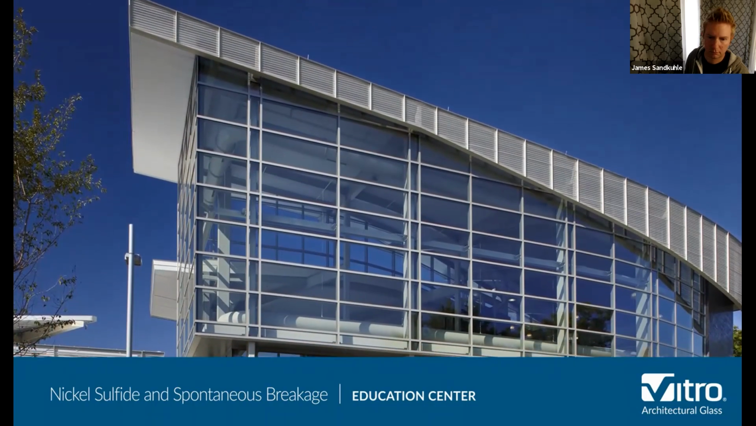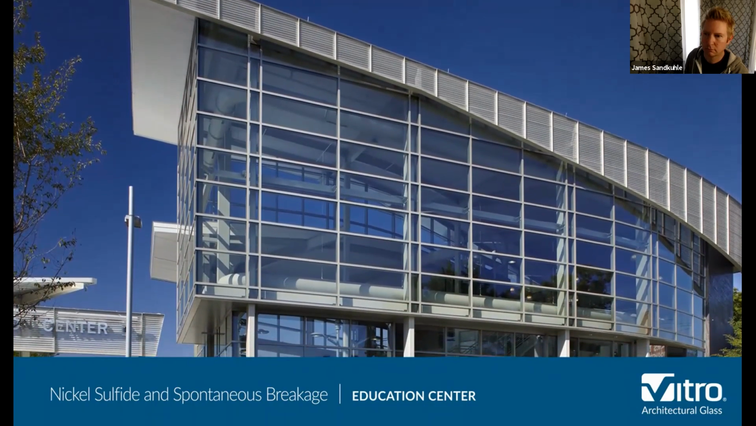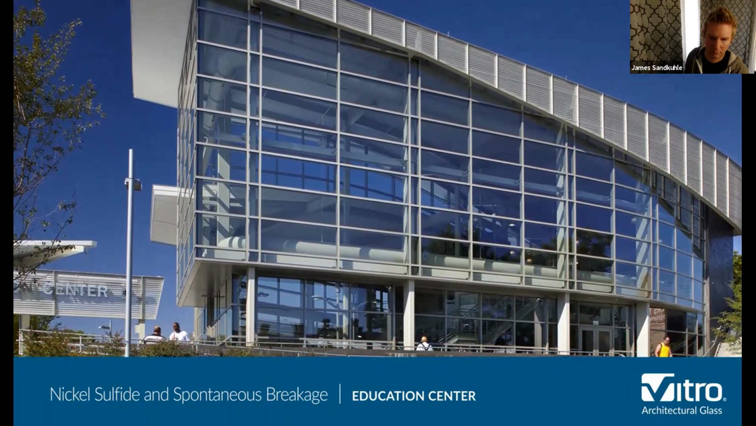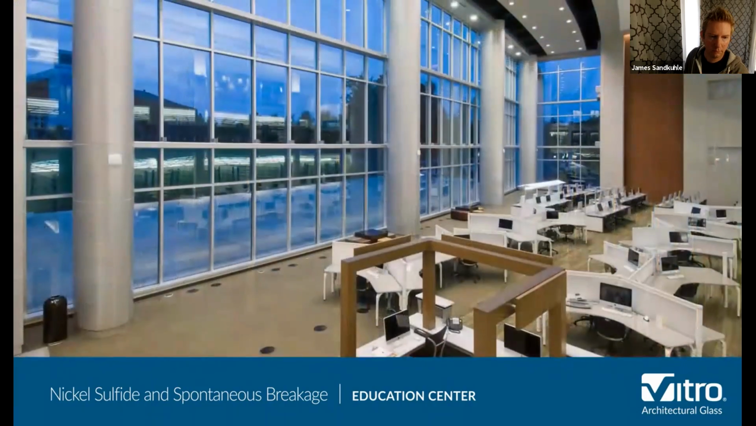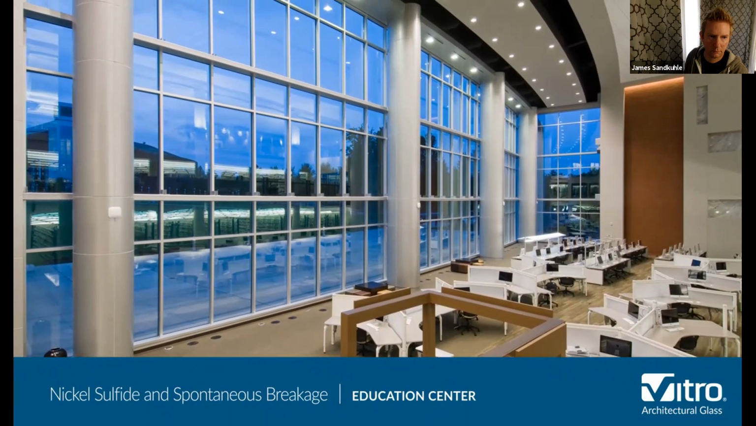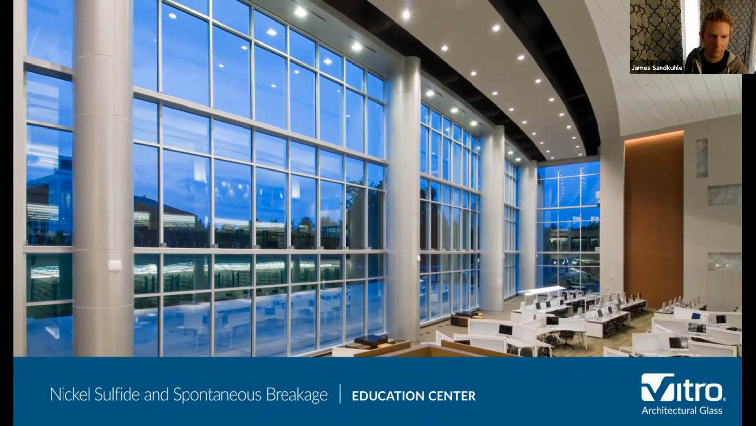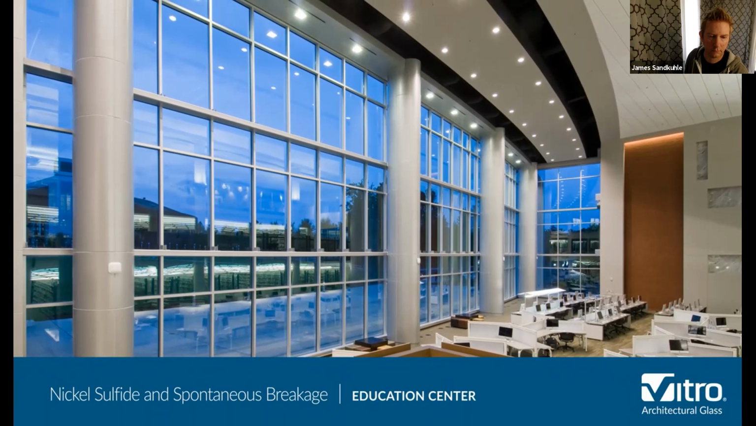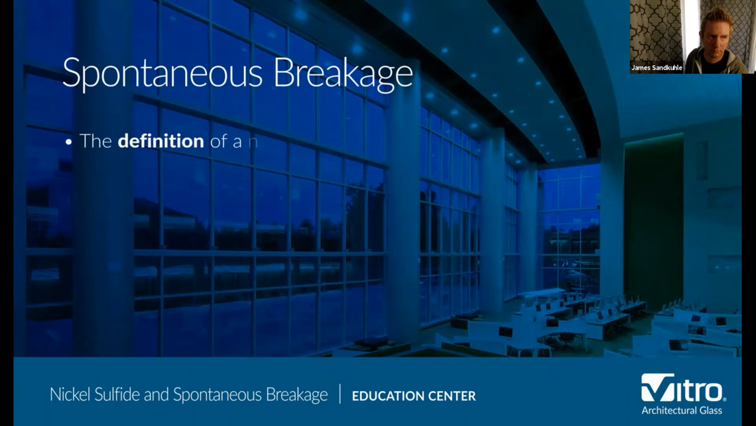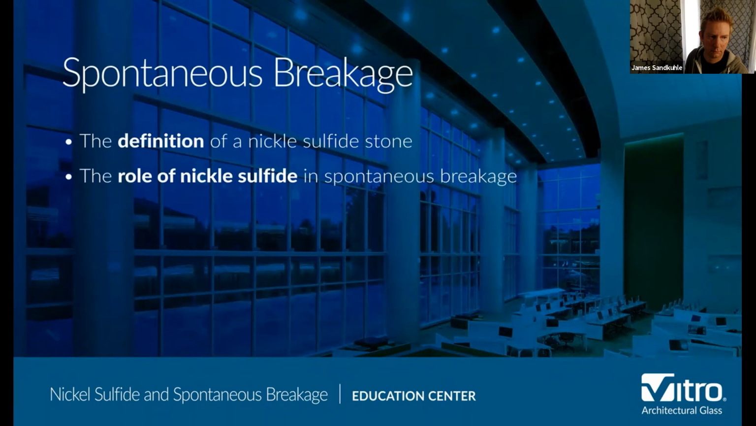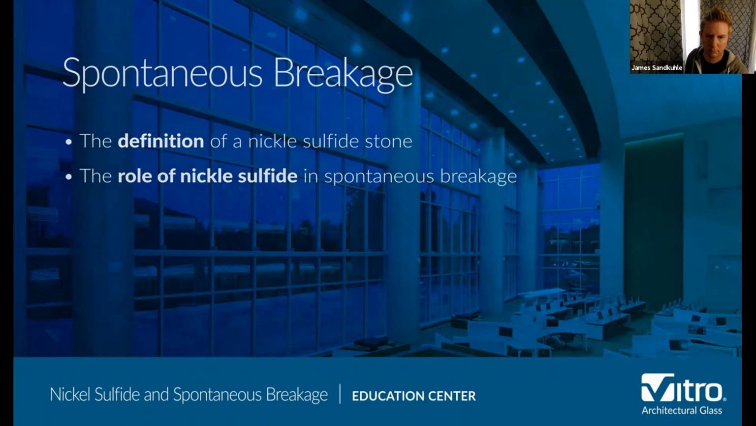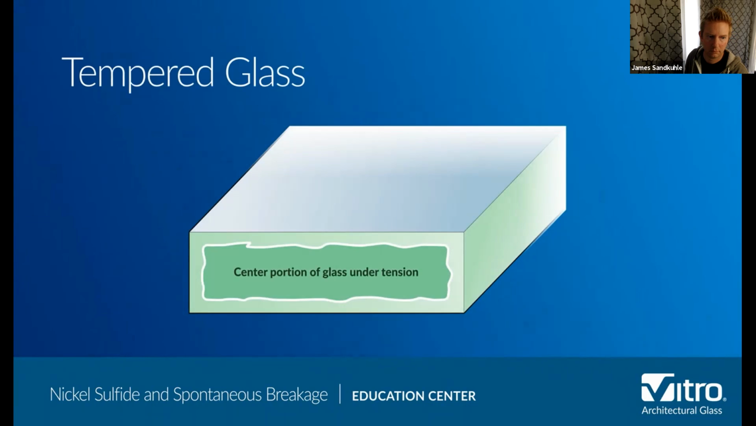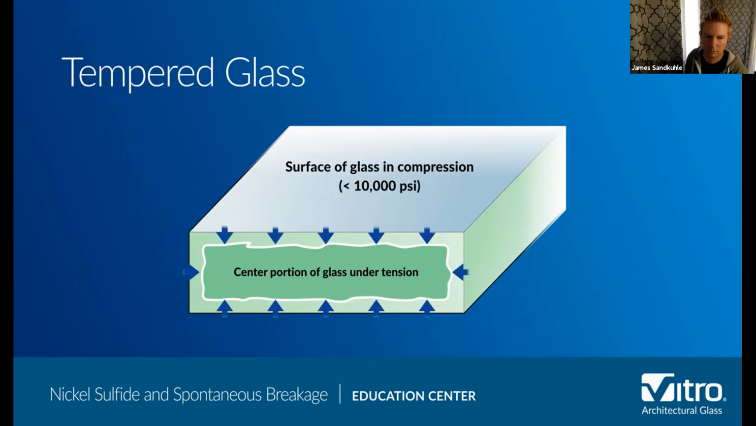There are more than 50 types of inclusions in float glass, and while the most widely discussed is a nickel sulfide stone, it actually occurs very rarely. While nickel sulfide breaks are extremely rare, to help you understand how spontaneous breakage due to nickel sulfide can sometimes occur, today we'll cover the definition of a nickel sulfide stone and the role of nickel sulfide in spontaneous breakage. When glass goes through the tempering process, it becomes 4 to 5 times stronger than standard annealed glass, making it great from a safety perspective.